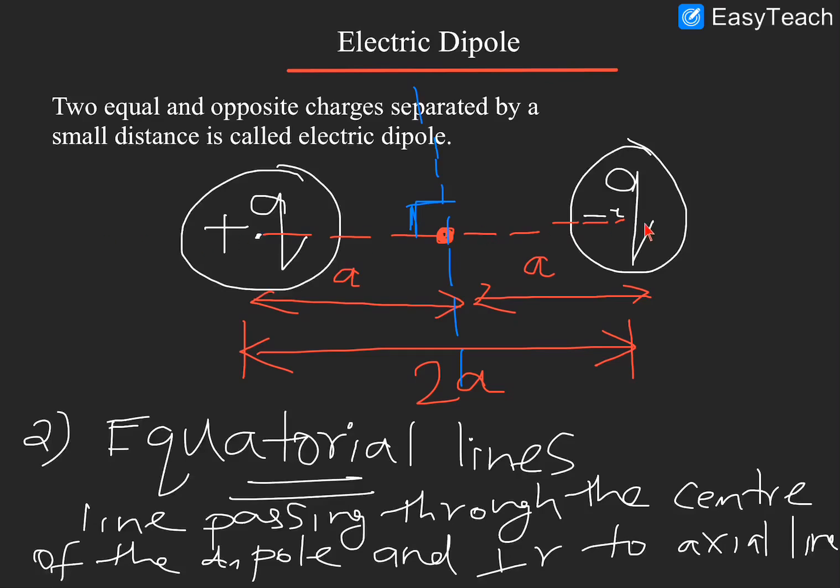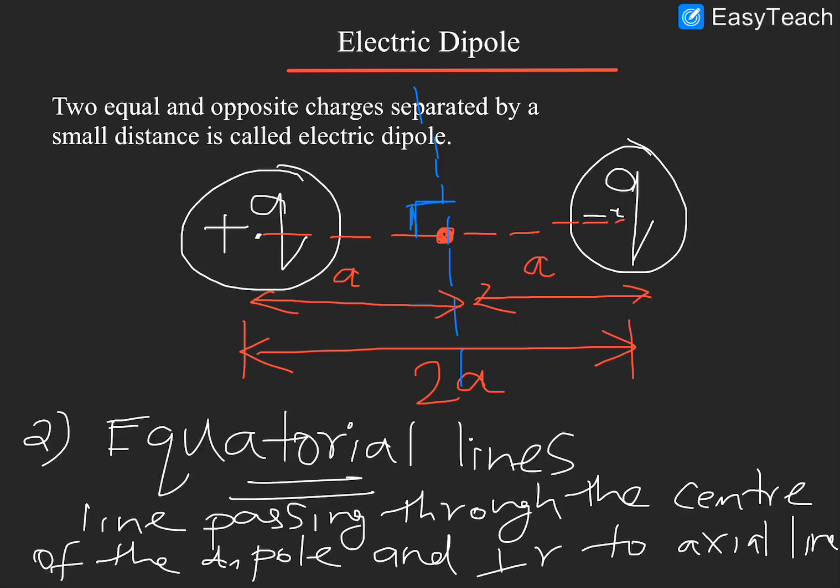Okay, so this is the axial line and this is the equatorial line. So these are the two different lines corresponding to an electric dipole. And a dipole length, I already defined what is dipole length. Distance between the first charge and second charge, that distance is defined as the dipole length. It is normally considered to be 2a, where a is the distance from the center of the dipole to each charge. This is the center of the dipole.